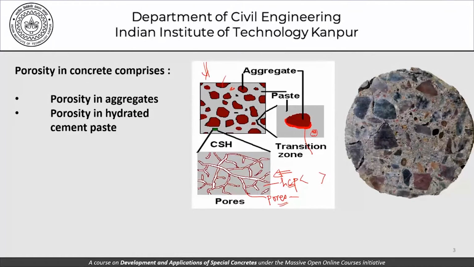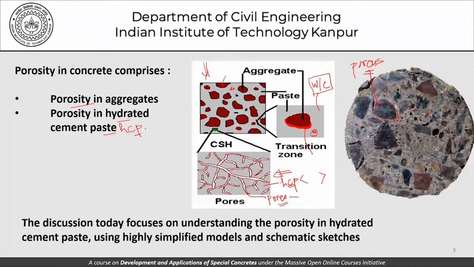Porosity in concrete comprises the porosity in aggregates and the porosity in the hydrated cement paste, which I have written as HCP. We've already told you that these aggregates are also porous, except that the porosity of these aggregates is much lower compared to the porosity of the mortar that we create. We create means it's man-made. It is governed by the water-cement ratio. When I talk of mortar, I'm more or less always talking about cement paste in this context.